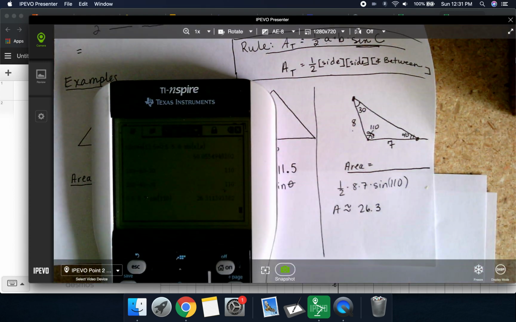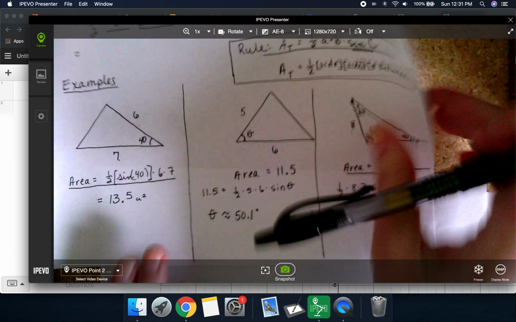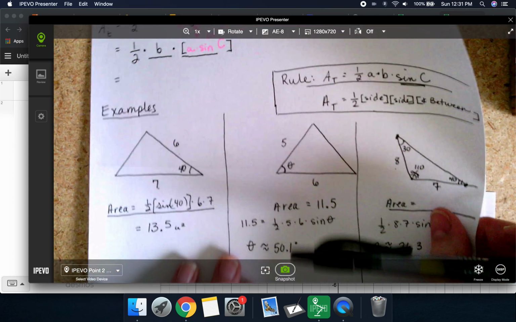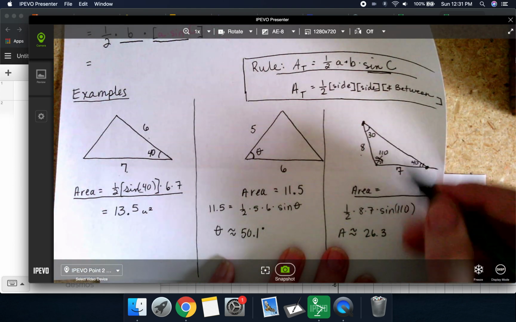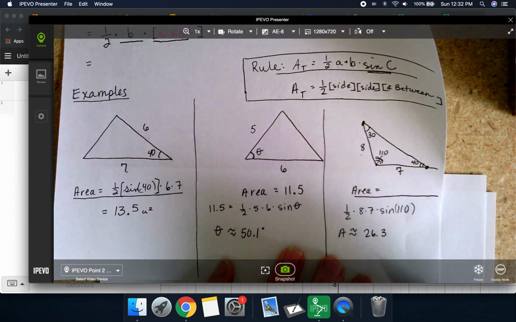Okay. And most of the questions you have are just like this, where you're either doing something really straightforward, finding the area, or finding an angle when given the area, or maybe you have to do a little bit of problem solving to find some missing information and then find the area.